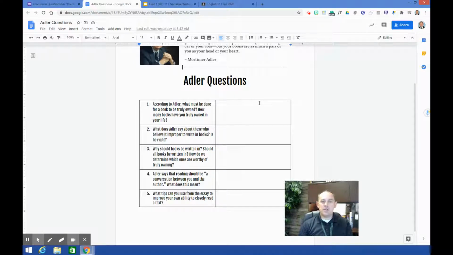Question number 2 asked, what does Adler say about those who believe it's improper to write in books? Is he right? He says that if you believe it's improper to write in books, that's the opposite of his viewpoint. That was just a chance for you to agree or disagree with that. Do you think books are meant to be written in and to be consumed?